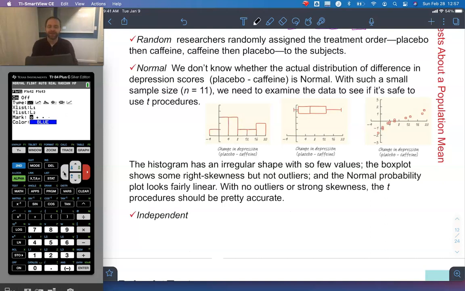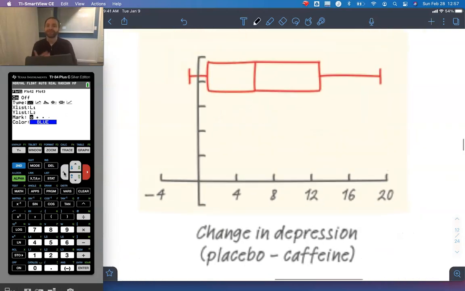And you may be looking here and saying, Mr. Ainsberg, that looks like a little bit of skewness, but you also have to realize this is only 11 numbers. And I want you to think about that.